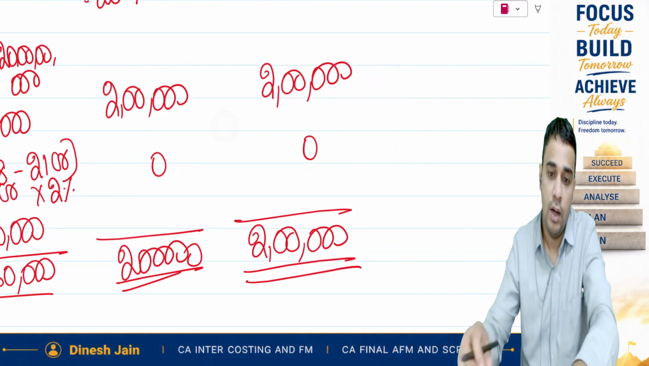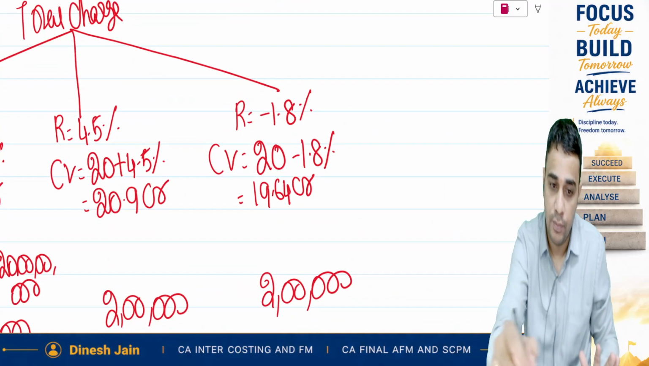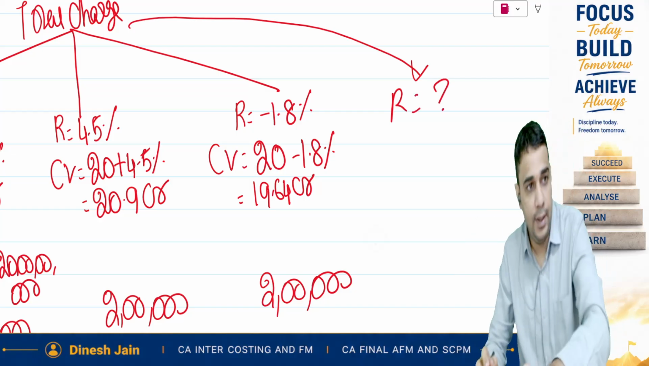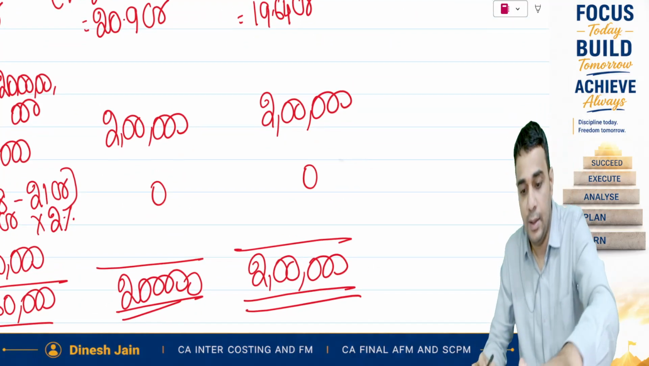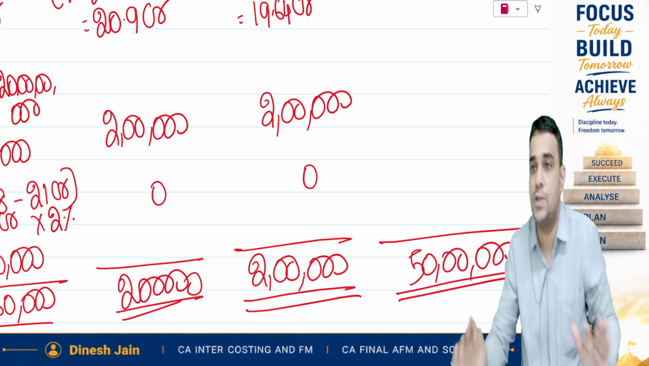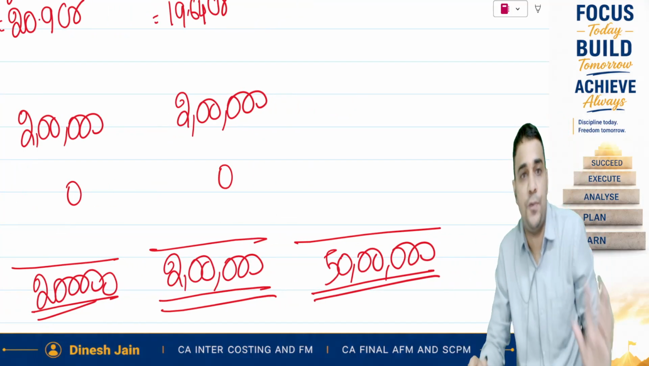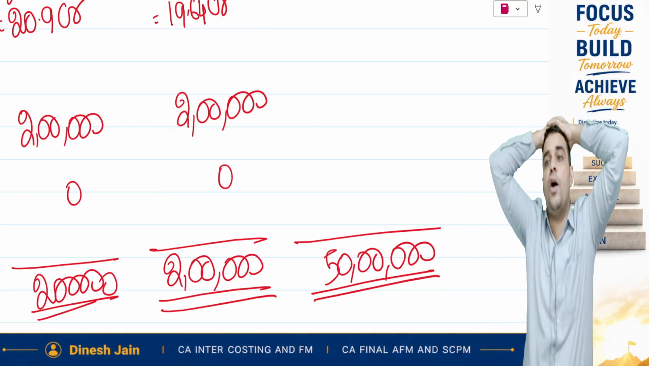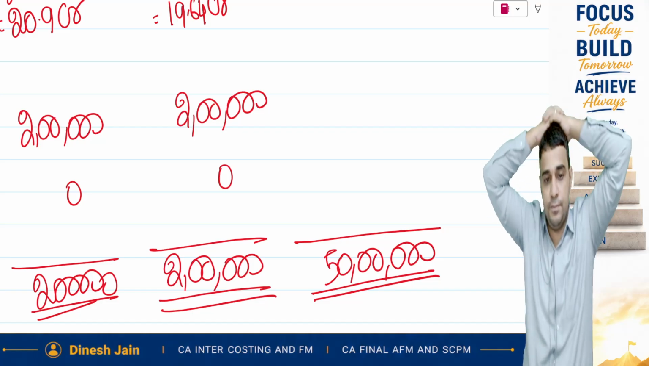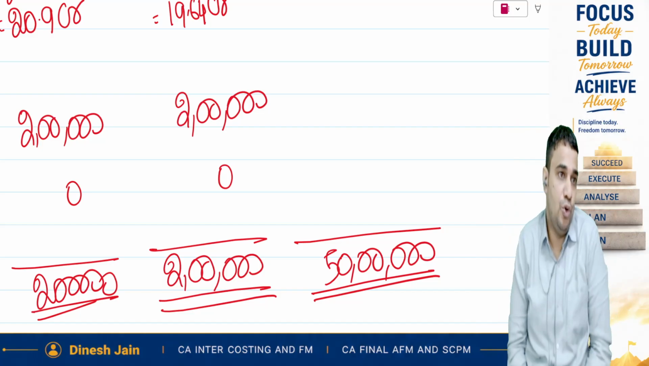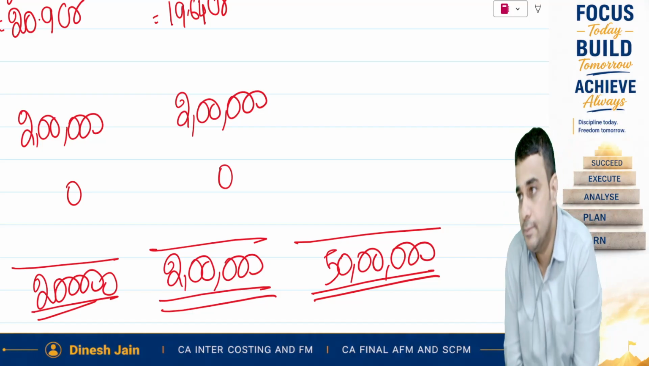Now I want return equal to question mark, if the incentive totally paid is 50 lakh. You do whatever you want to do and give me the answer. Reverse working. The overall amount is 50 lakh. What is the return earned if the overall amount paid is 50 lakh? You do the reverse working. I'm not explaining anything.